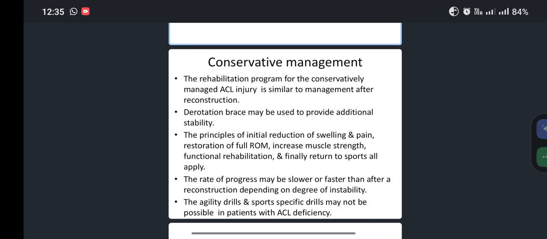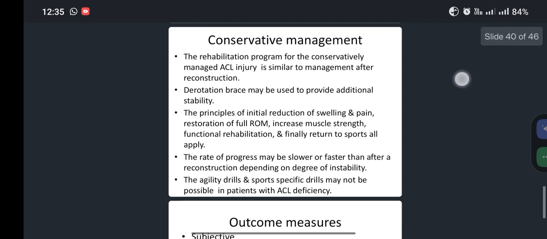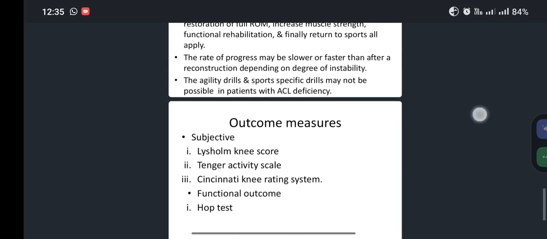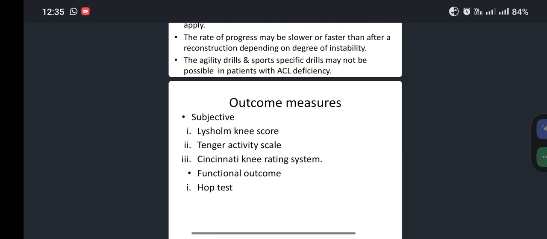Agility drills and sport specific drills may not be possible in patients with ACL deficiency, as we have not repaired the ACL tear. We are managing only conservatively. Outcome measures that can be used: subjective measures are the Lysholm knee score, Tegner activity scale, Cincinnati knee rating system, and for functional outcome we can use the hop test.